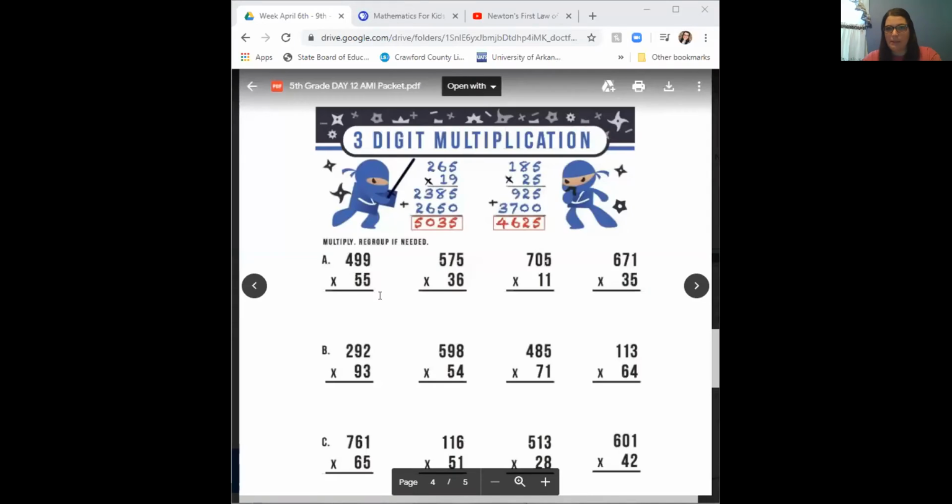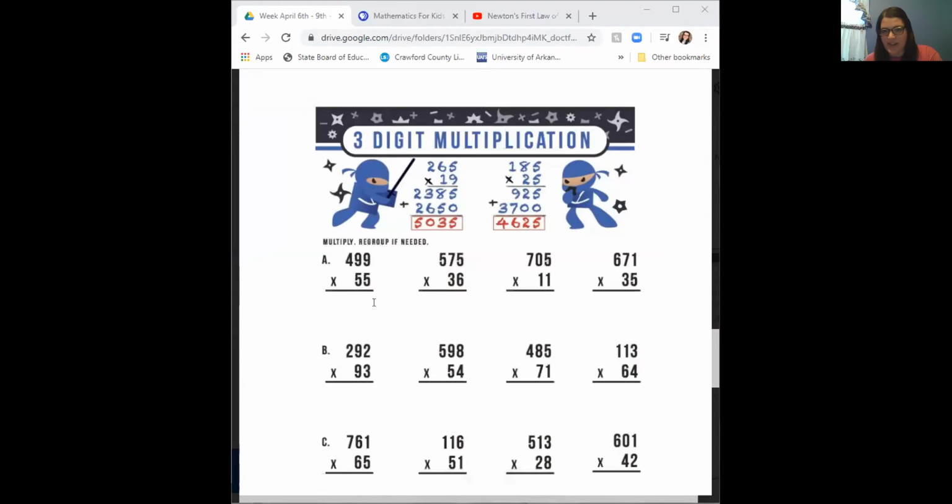So we'll start with the math portion of your AMI Day 12 work. Once again, the math looks a little different because they've attached an actual worksheet for you to do. If you don't have access to internet or a computer, you can always just do this worksheet. So let me scroll down to today's worksheet and I'll share it with you. Today's worksheet is 3-digit by 2-digit multiplication.